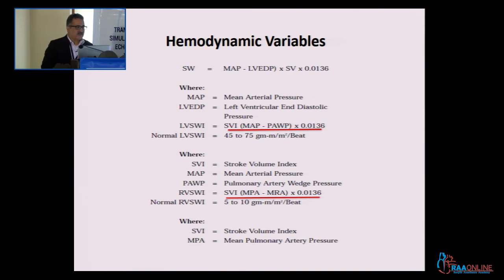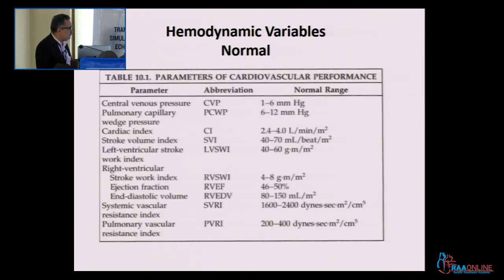So this is the formula: stroke work is mean arterial pressure minus LVEDP, into stroke volume, into 0.0136, a variable to convert the pressure into the work. This is the left ventricular stroke work, and this is the right ventricular stroke work. We can obtain the right ventricular stroke work from the mean pulmonary artery pressure minus the right atrial pressure, multiplied by stroke volume and this variable. It is around 1/10 of the left ventricular value, 7 to 8. So the stroke work we can also obtain from the pulmonary artery catheter. And these are the various normal values you should know.